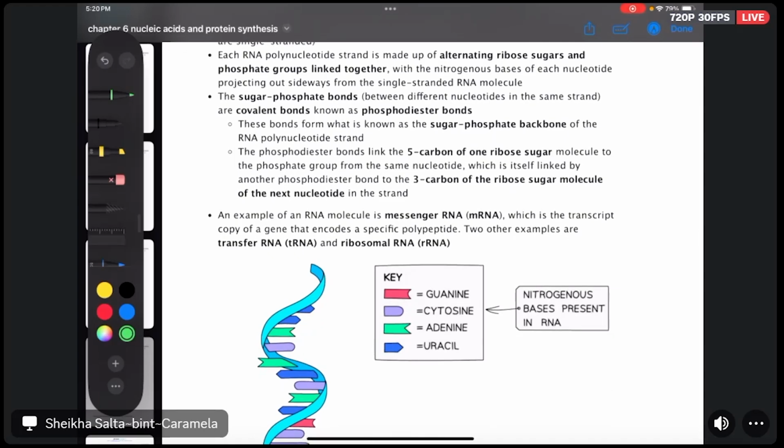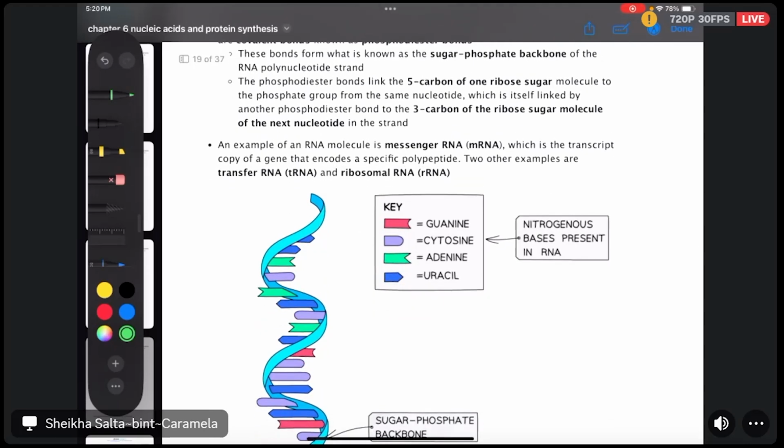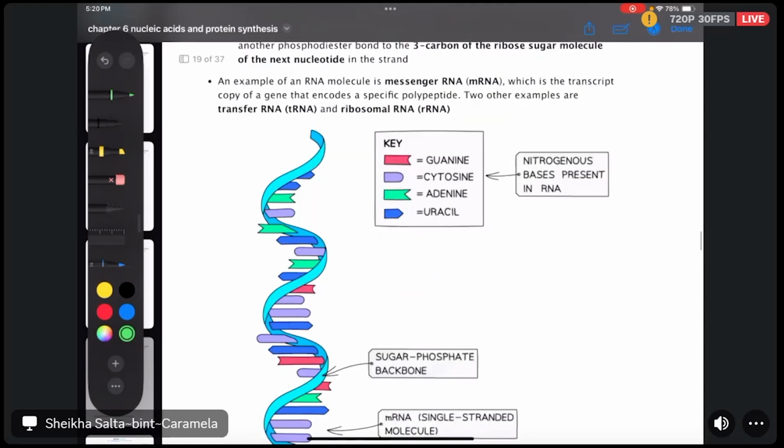An example of an RNA molecule is your messenger RNA, which is the transcript copy of a gene that encodes a specific polypeptide. Two other examples of your RNA are transfer RNA, which is your tRNA, and ribosomal RNA, which is present in your ribosome. Again, these phosphodiesters are formed in the 5' to 3' direction.